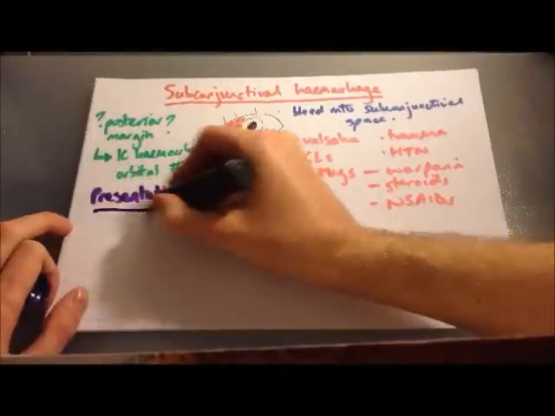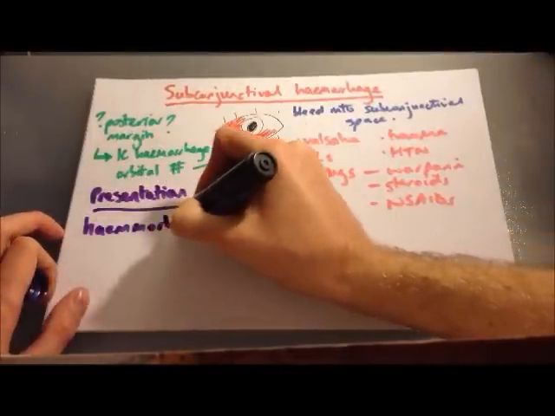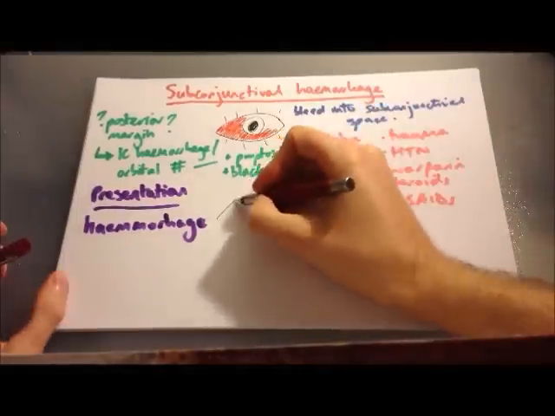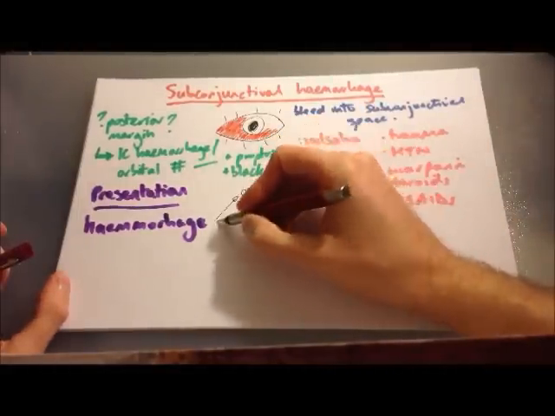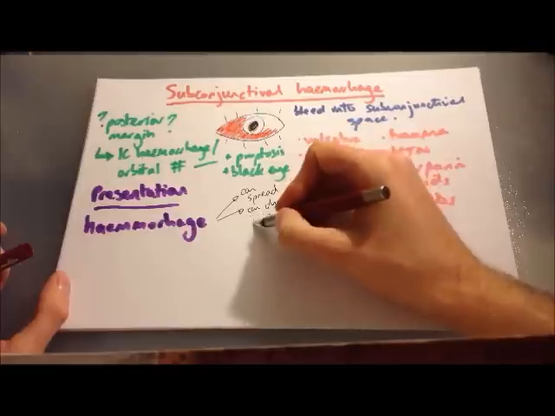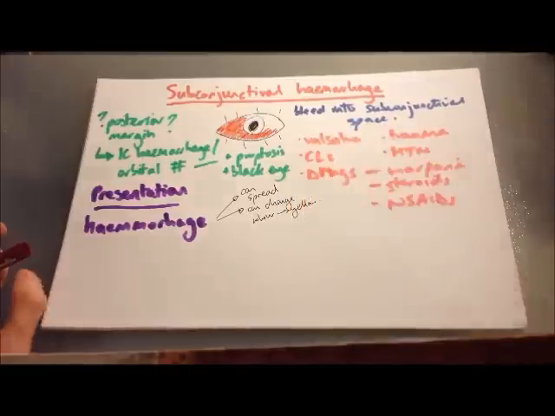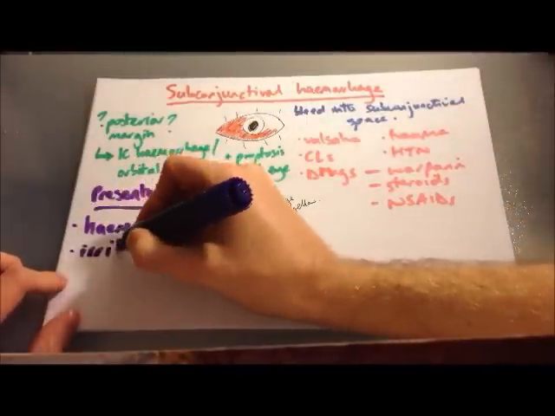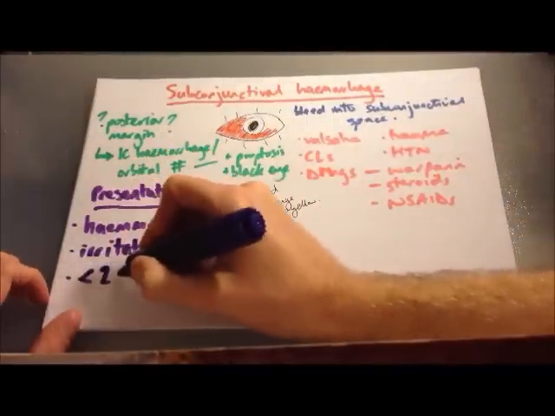So how does it present? Obviously we've got this really scary looking haemorrhage in the eye, and this can spread, it can move around the eye, and it can also change colour, so like a bruise it can go to yellow and then green as the haemoglobin gets broken down. Might have some mild irritation with it, and again it can last up to 2 weeks, but usually resolves within them.